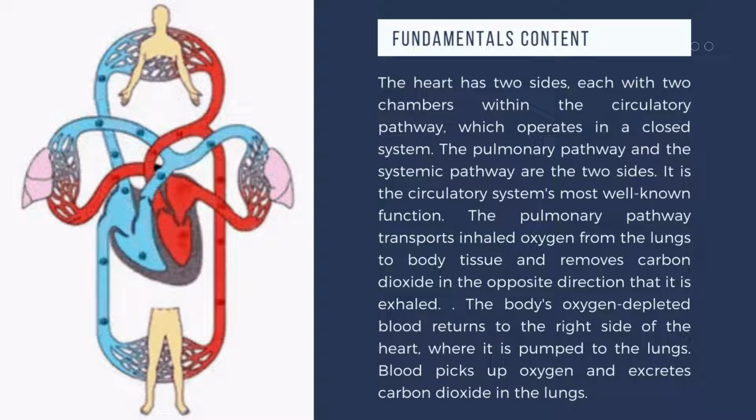pumped to the lungs. Blood picks up oxygen and excretes carbon dioxide in the lungs. The oxygen-rich blood then returns to the heart's left side. The systemic pathway then circulates oxygenated blood throughout the body. The blood is then returned to the heart via the systemic pathway, where the cycle begins once more.